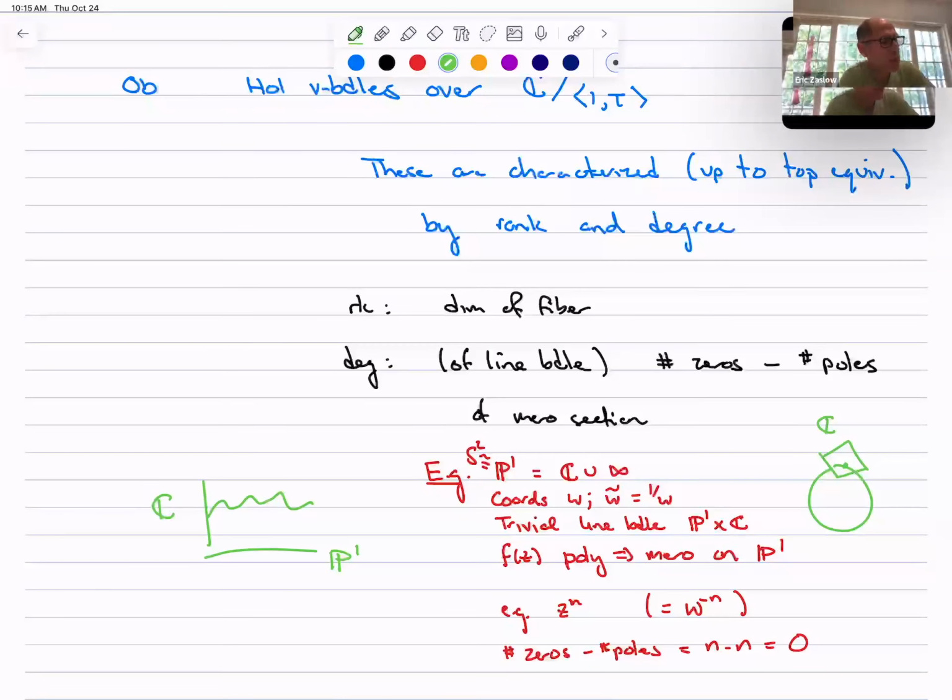So a meromorphic section is just a meromorphic function. Let's take, for example, a polynomial. A polynomial on C, once you add infinity, becomes a meromorphic function on P1. So just to take an example, take Z to the N. Oh, sorry, we're now calling that W and W twiddle. Take W to the N.